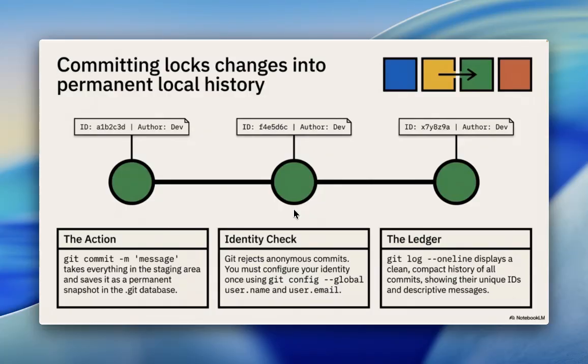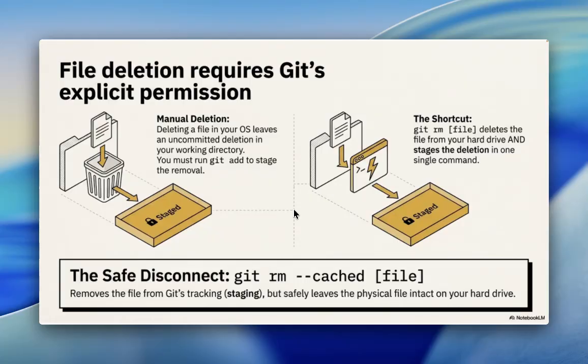The ledger, git log --oneline, displays a clean, compact history of all commits showing their unique IDs and descriptive messages. File deletion requires Git's explicit permission.